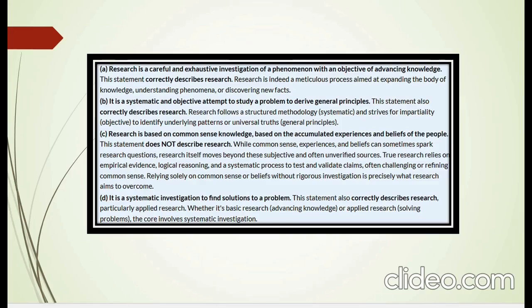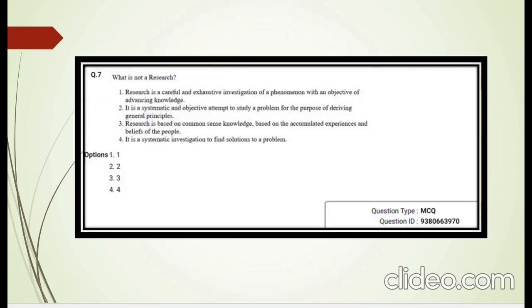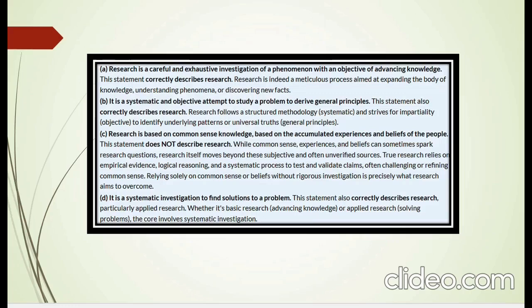It is a systematic investigation to find solutions to a problem. That is also correct. So the correct answer in this case is option 3. Option 3 is the answer to this question. So I'll insert a text box here and say the correct answer is option 3, so that you will not forget again. Okay, so correct answer here is option 3.